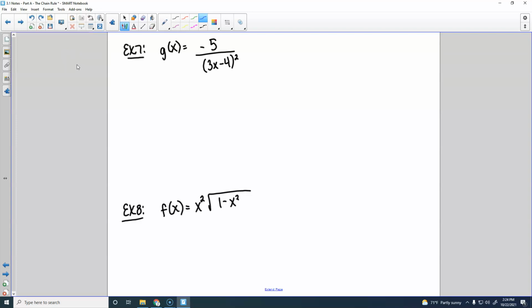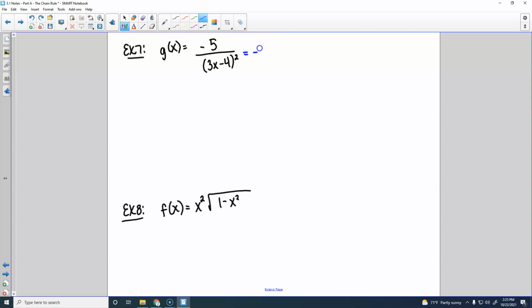Okay. So, example 7, we got a couple options here as well. We could use quotient rule. If you use quotient rule, you have to do a quotient rule with a chain rule involved, because to take the derivative of this denominator, you would have to use the chain rule.